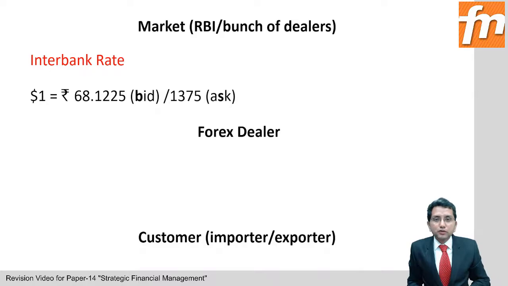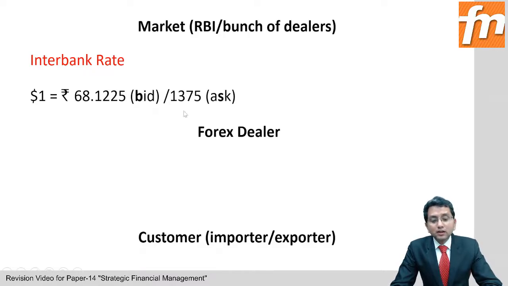As per FEDAI rules, interbank rates are quoted up to 4 decimal points, and usually the last 2 decimal points remain in multiples of 25. So the last 2 digits will be either 25 or 50 or 75 or 00. The smaller rate, which is written on the left hand side, is the bid rate, and the bigger rate, which is written on the right hand side, is the ask rate.